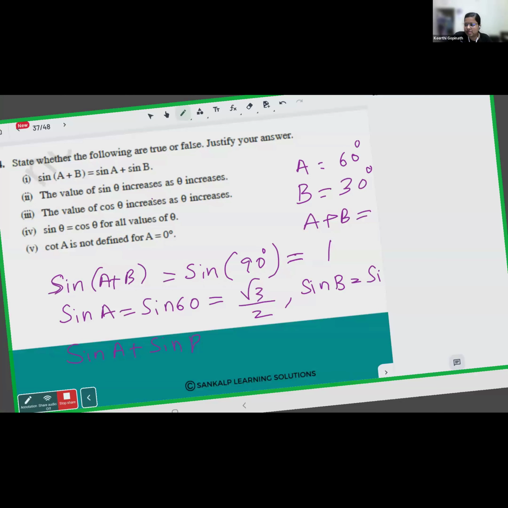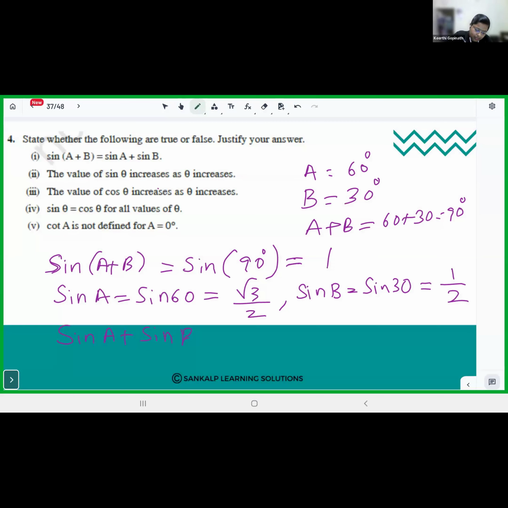So, we are finding out sine A plus sine B, right? Sine A plus sine B is equal to root 3 by 2 plus 1 by 2, that is equal to root 3 plus 1 by 2. The value of LHS was 1, and now we obtain the value of RHS as root 3 plus 1 by 2. Are LHS and RHS equal? No, right. LHS is not equal to RHS. So what can you conclude from this?